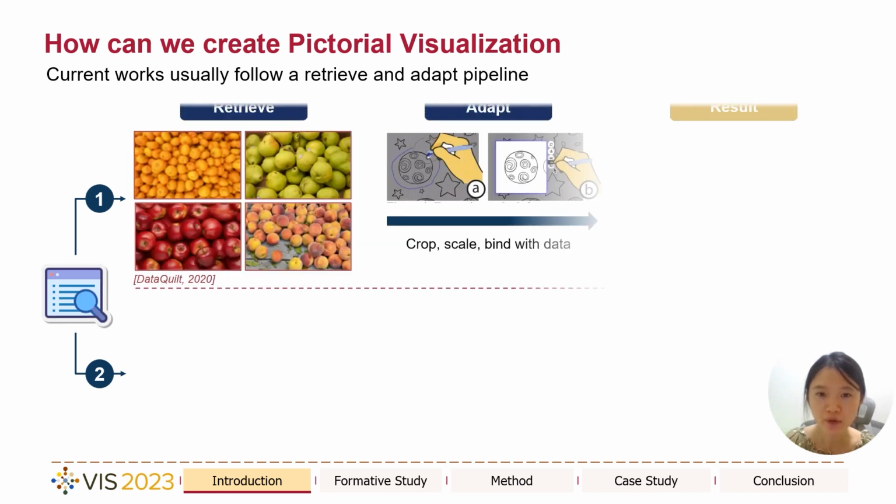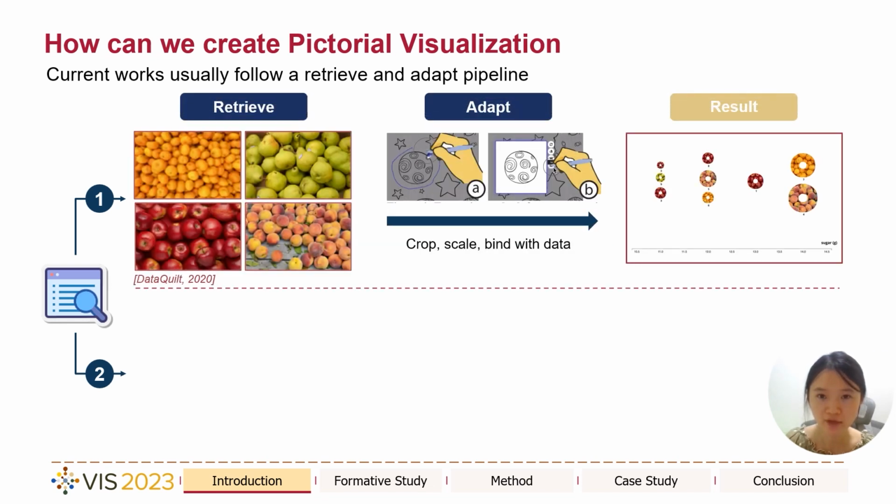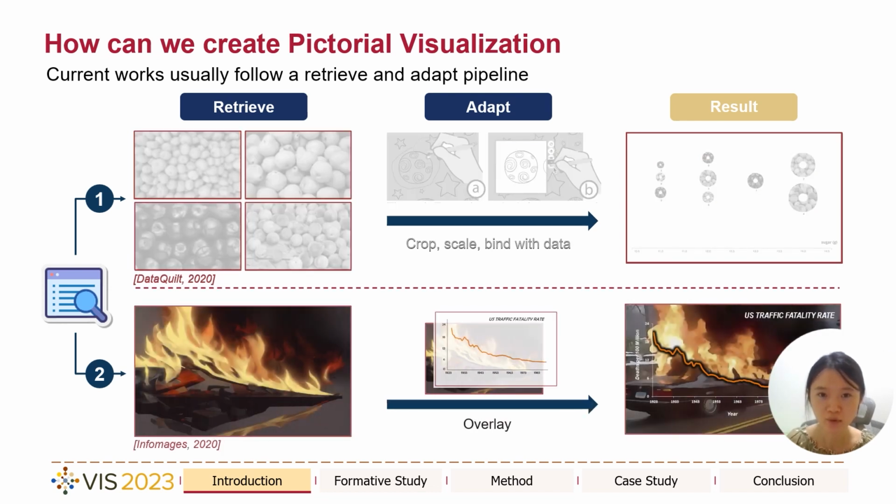One common approach is to retrieve images from the internet and use them as design materials. Then they crop some elements from these images and bind them with data. In order to achieve a harmonious integration between the data and images, some approaches employ an overlay technique to combine a chart with an image, then align them with the trend displayed in the chart.